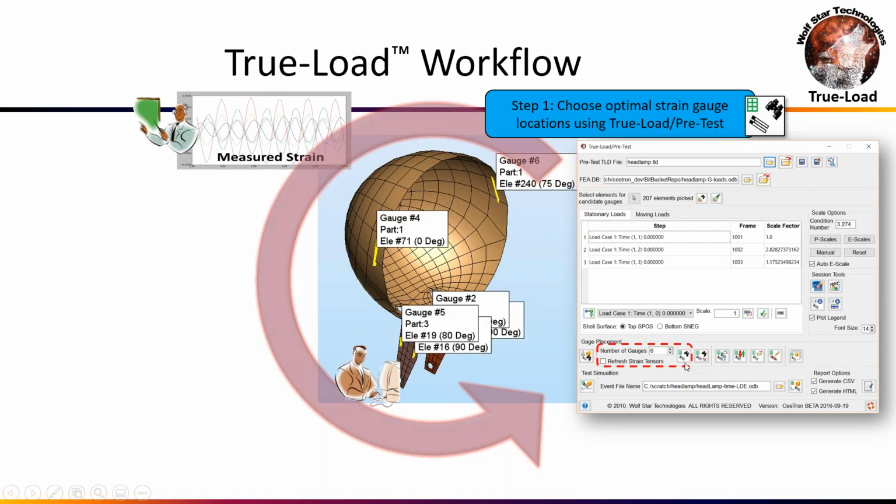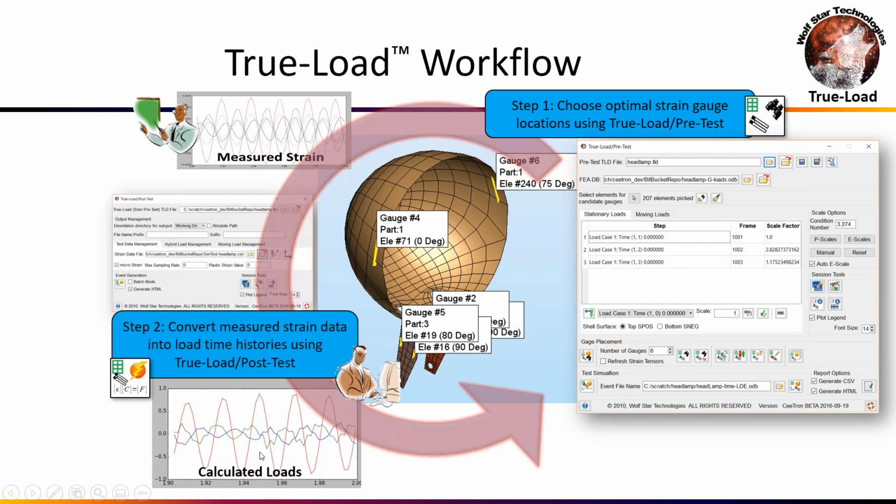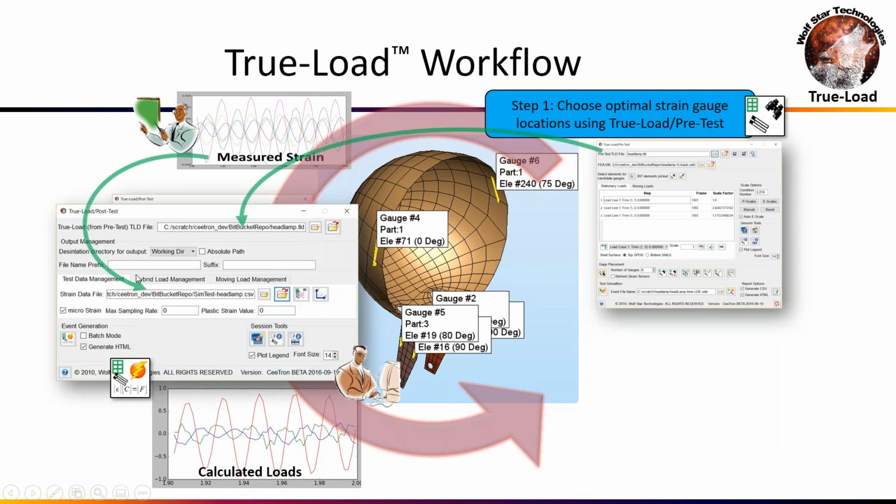Tells TrueLoad he wants 6 strain gauges, and TrueLoad goes off and finds the strain gauges and draws them up as lines showing the position and orientation of each gauge. So once he's happy with those gauges, then he instruments it up and gets a bunch of measured strain data. And now the whole idea is to take this measured strain data and turn this into calculated loads. And he's going to do that with post-test. Post-test is going to bring in the file from pre-test, bring in the strain data from test, and he pushes the button to calculate the loads.